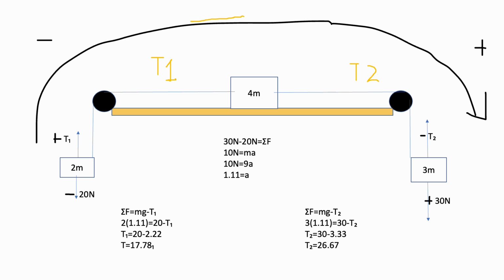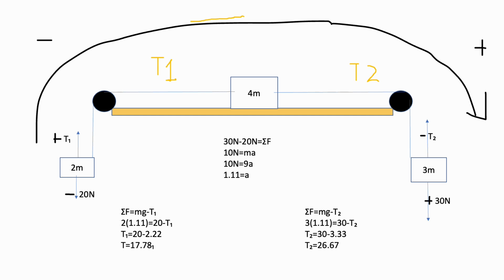So 30 minus 20 is equal to the net force, and net force is m times a, so 10 equals m times a. The total combined mass of all three blocks is 9, so 10 newtons of force equals 9 times the acceleration. 10 divided by 9 is roughly 1.11, so that's the acceleration.